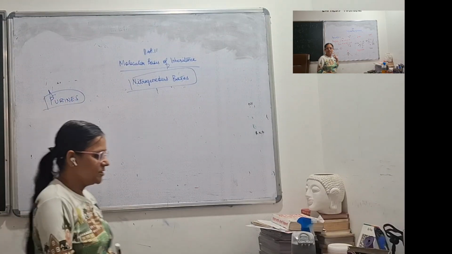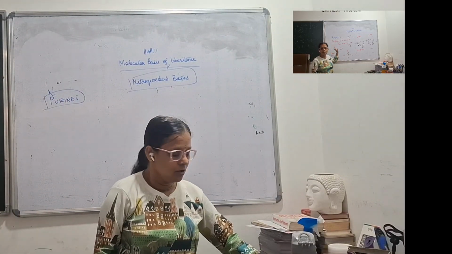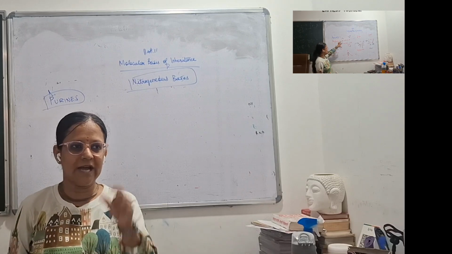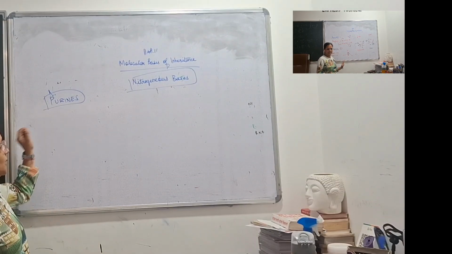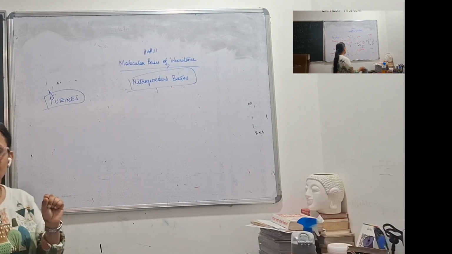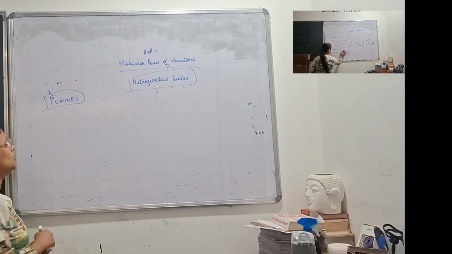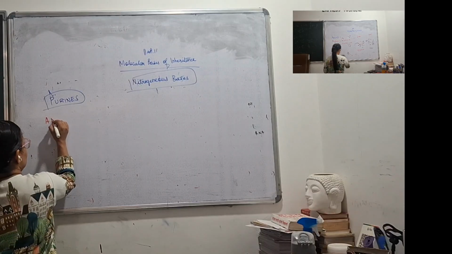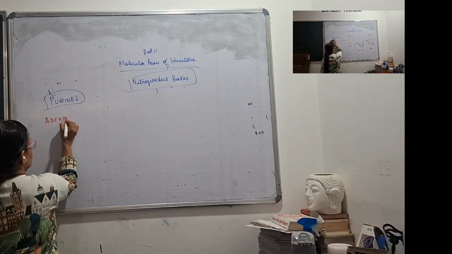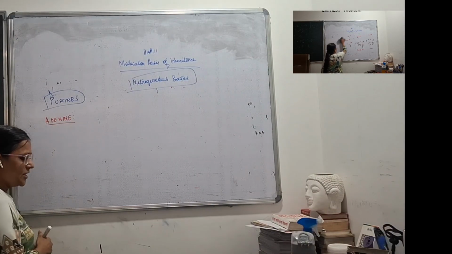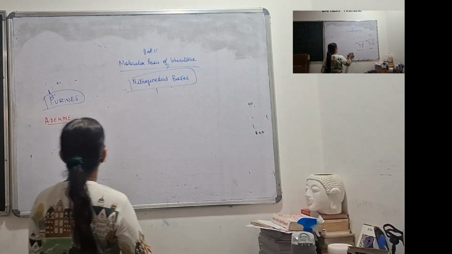Now how to remember these structures? Very simple. If you remember the chemical name of that purine or pyrimidine, it will become easy for you to draw the structure. Like what? Say adenine. First is adenine. The chemical name of adenine is what?